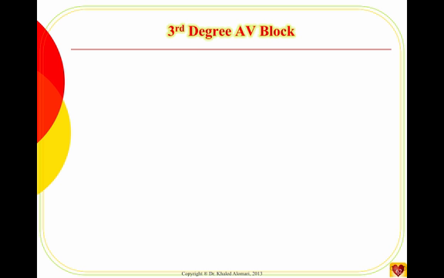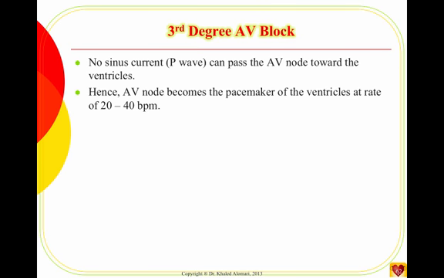The SA node conducts and creates P waves. However, the AV node is completely closed and none of these P waves will pass. Now don't get confused. When you see a P wave on the ECG, it doesn't mean it's a heart rate. Heart rate is the QRS. So you could see a P wave, but unless it's followed by a QRS, you can't say that this P causes a heart rate.